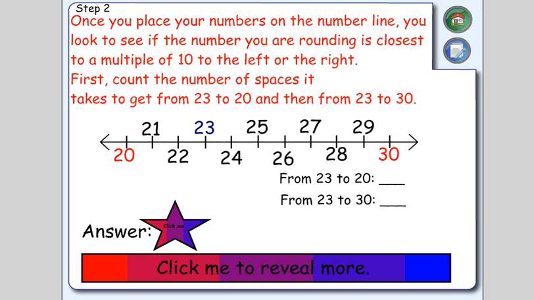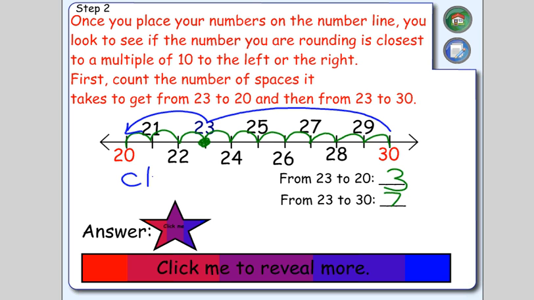First, count the number of spaces it takes to get from 23 back to 20. 1, 2, 3. Now we're going to count to see how many spaces from 23 to 30. 1, 2, 3, 4, 5, 6, 7 jumps. Now we're looking to compare which one took less time to get to. I can get from 23 to 20 much faster than I can from 23 to 30. So it is closer to 20 than to 30.